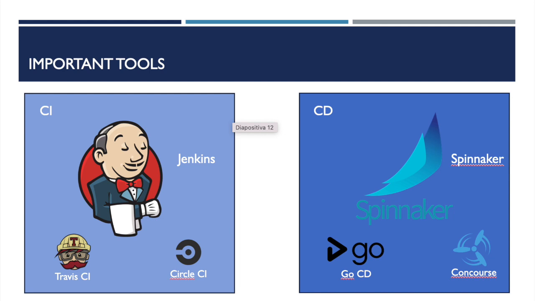For continuous delivery, the most useful tool is Spinnaker, which creates a pipeline system that manages all the process of distribution to major providers like Azure, Microsoft, Amazon Web Services, or Google Cloud. Other alternatives are GoCD and Concourse.